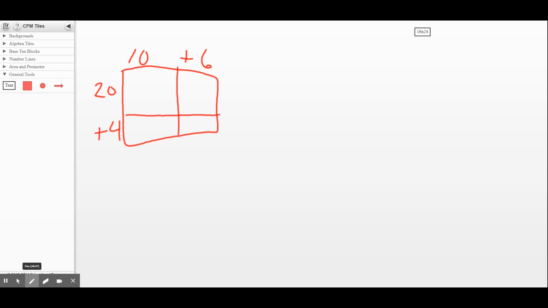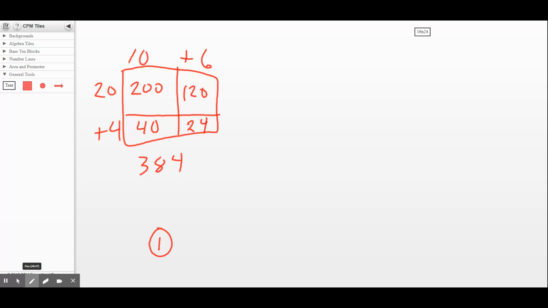20 multiplied by 10 is 200. 10 multiplied by 4 is 40. 6 multiplied by 20 is 120. And 6 multiplied by 4 is 24. And when we add that all up, we have 200, 320, 360, 384. We're going to call this method 1.